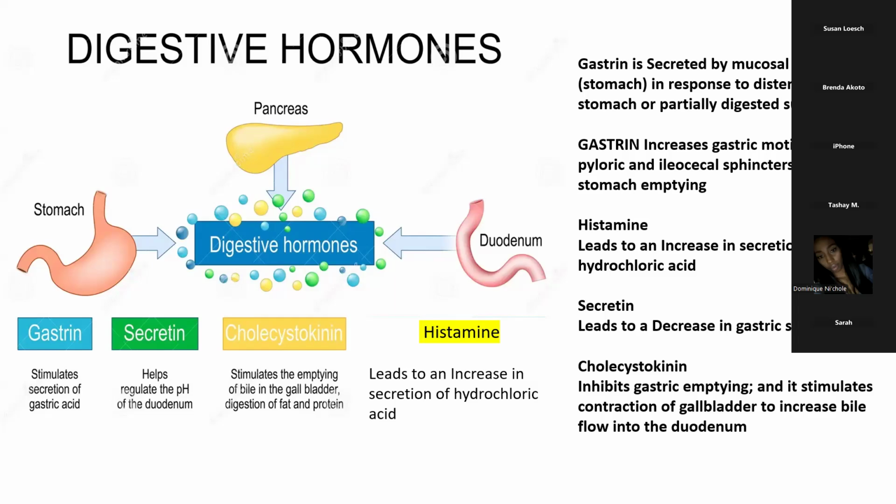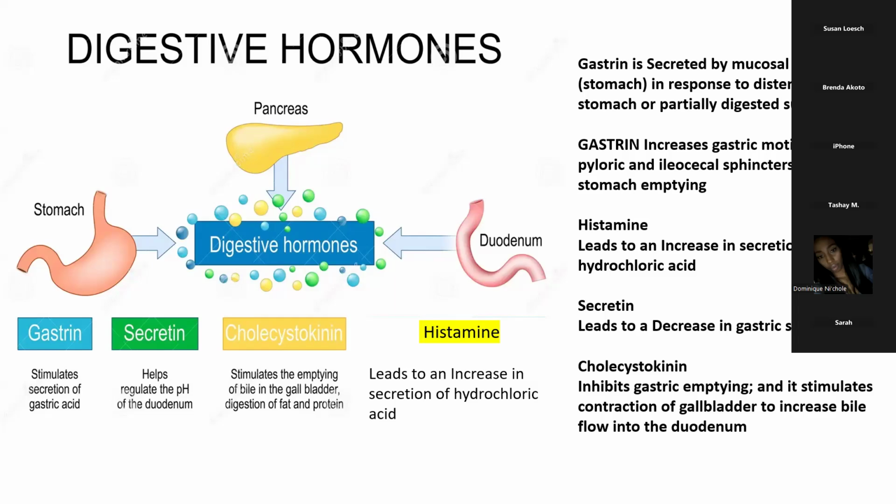It will increase motility or movement. It will relax the pyloric and the ileocecal sphincters. This allows for the stomach to empty. The secretin is going to help regulate the pH of the duodenum. It leads to a decrease in gastric secretions.